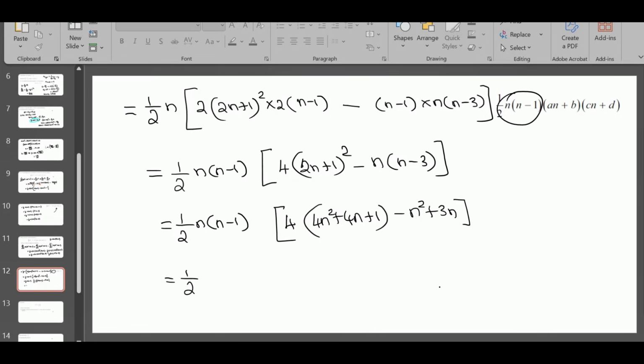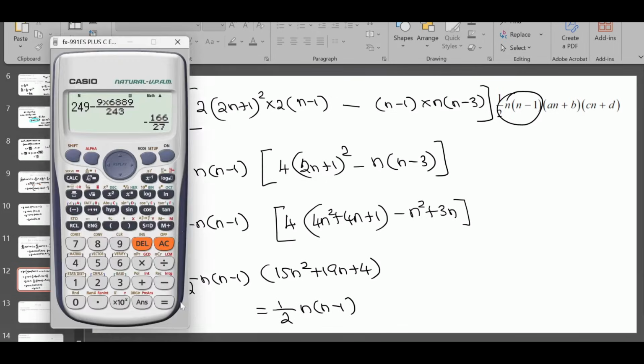So it's half n times n minus 1. When you open the bracket, you will get 16n square minus n square is going to be 15n square. 16n plus 3n is 19n plus 4. Factorize it, that's all. n times n minus 1. How to factorize it? Use your calculator.